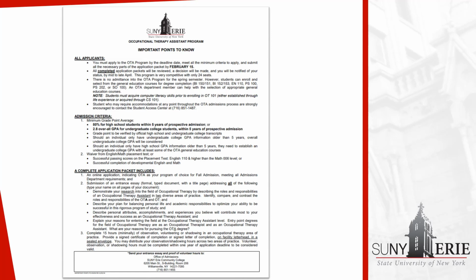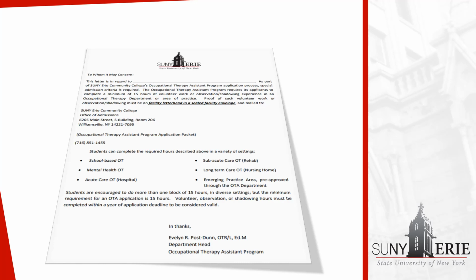Anything that you are submitting for your application must be sent to the Office of Admissions. See the bottom of this page for where you need to send your entrance essay, as well as your proof of shadowing hours. Proof of shadowing hours must be on facility letterhead in a sealed facility envelope, indicating the number of hours that you have spent in that facility observing occupational therapy services. You may split up your hours between practice areas, and I will address that in just a moment.